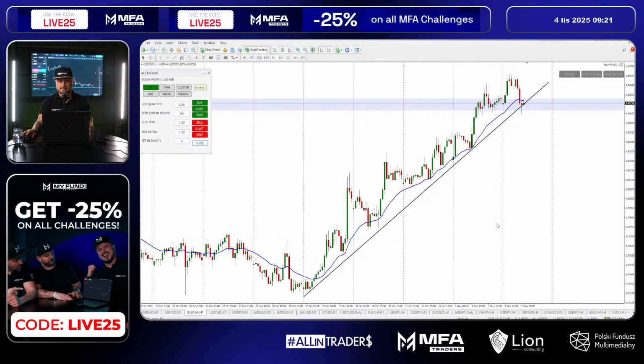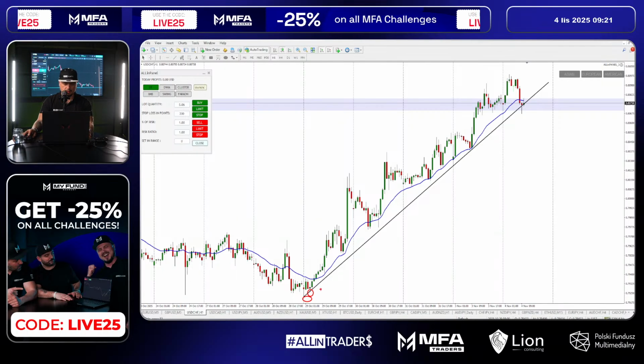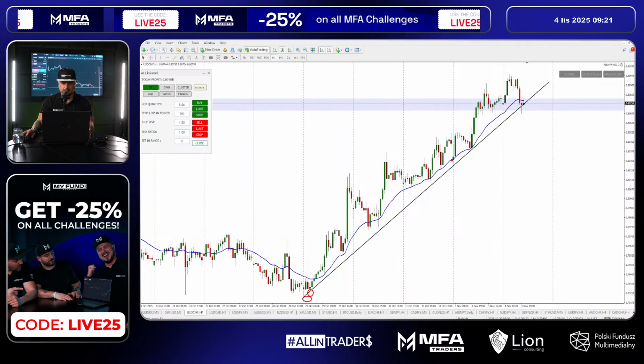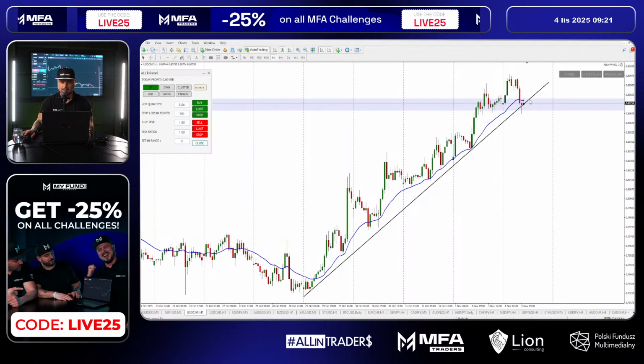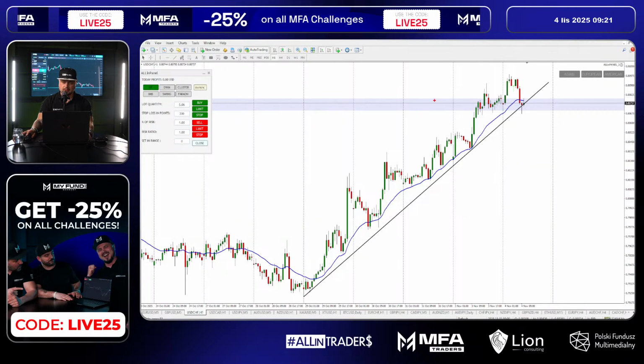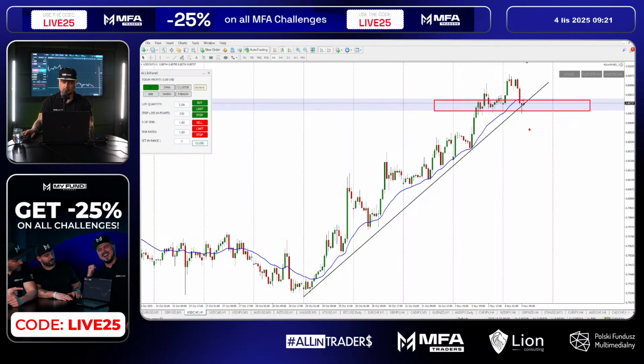Okay, we can leave this trend line. We got some reactions here: 1, 2, nearly 3, 4, 5 reactions, which is good. Also, this is the support, and this is support for buyers at this moment.